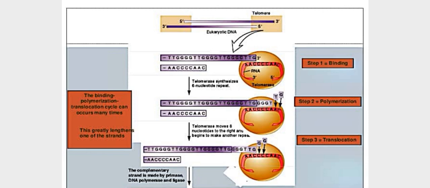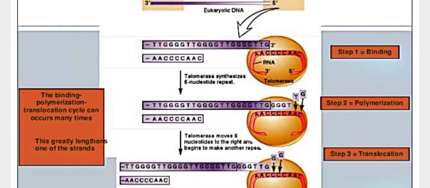Five prime to 3' direction. Telomerase. The binding, polymerization, translocation cycle can occur many times. This greatly lengthens one of the strands.